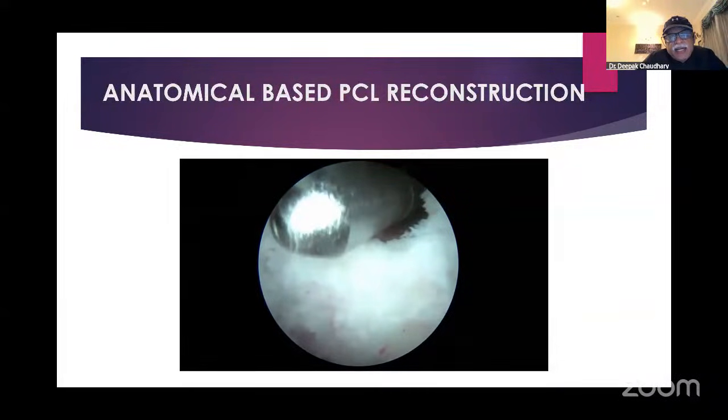For the posterolateral bundle, we use a bio screw to fix this in the tunnel, and also use supplementary fixation there. They are quite anatomical.